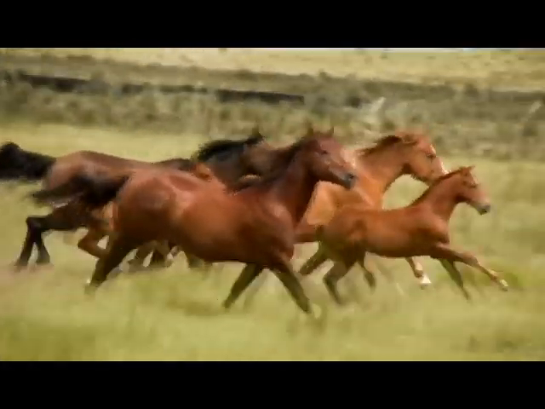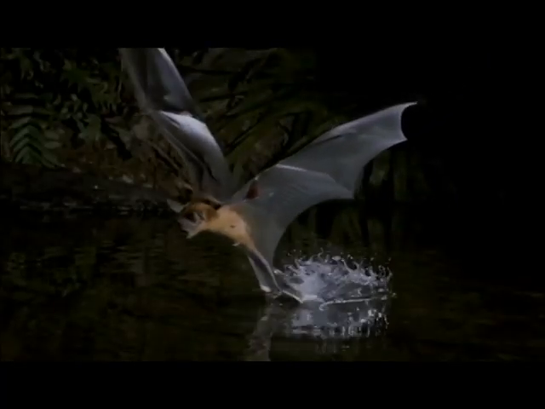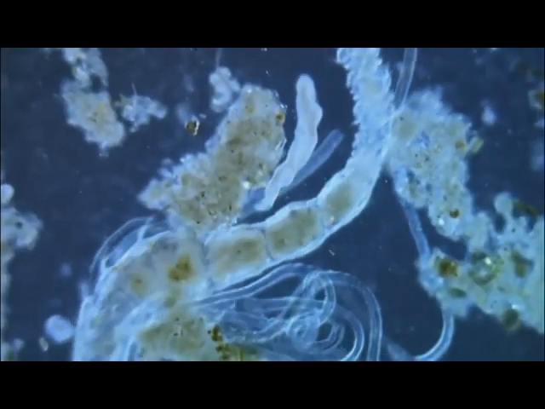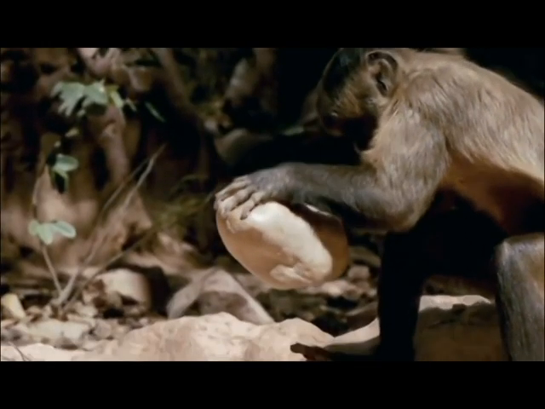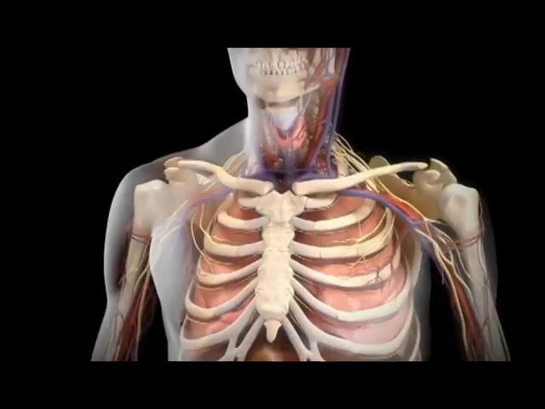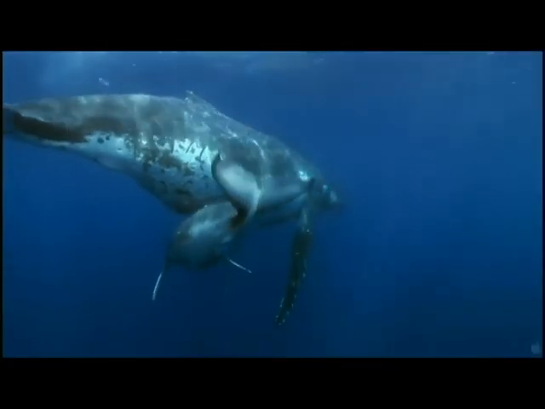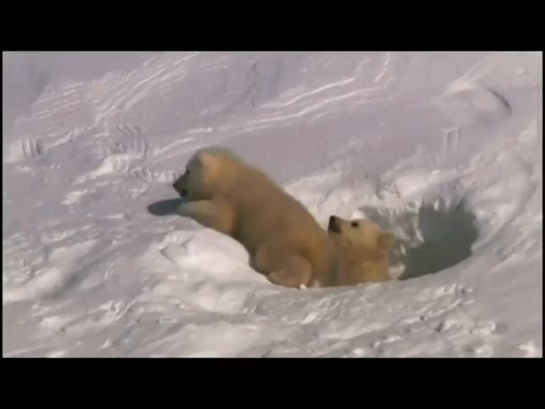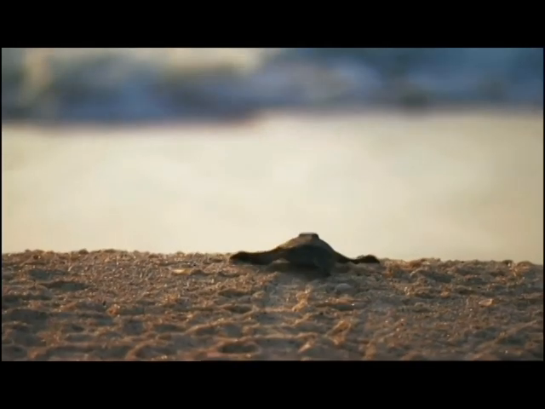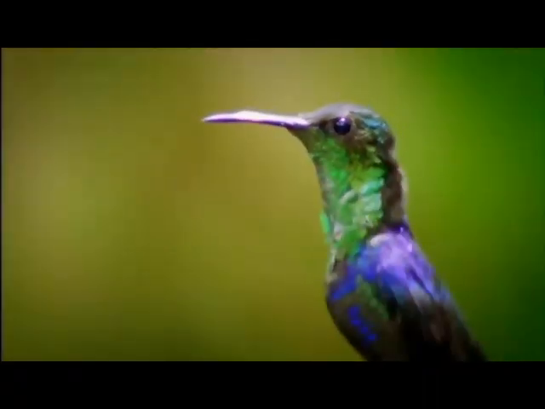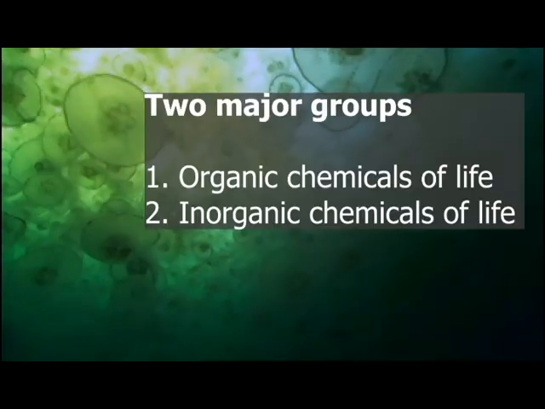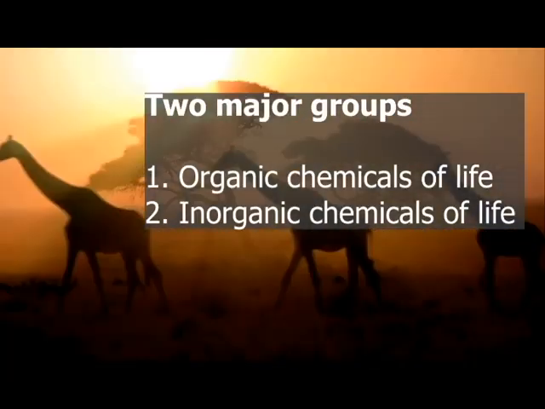So let's get started. So what are the chemicals of life? Basically, chemicals of life are compounds that are needed to maintain life of living organisms. You could imagine so many of them. These compounds and chemicals that are involved in maintenance of life are collectively called chemicals of life. They are majorly divided into two groups. We have the inorganic chemicals of life and then the organic chemicals of life.